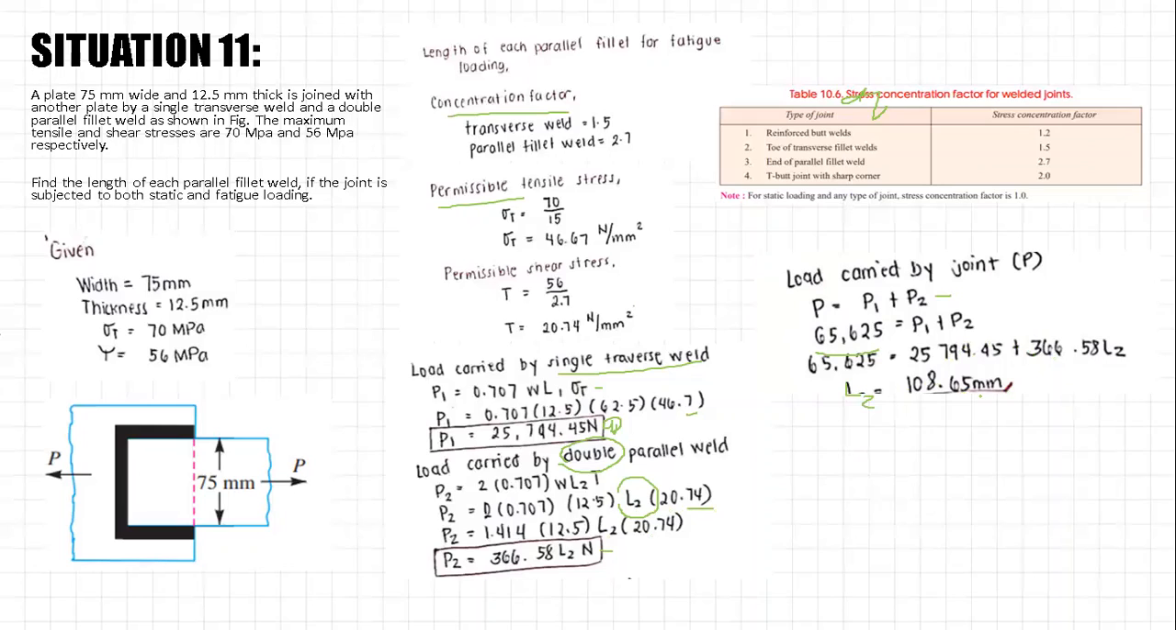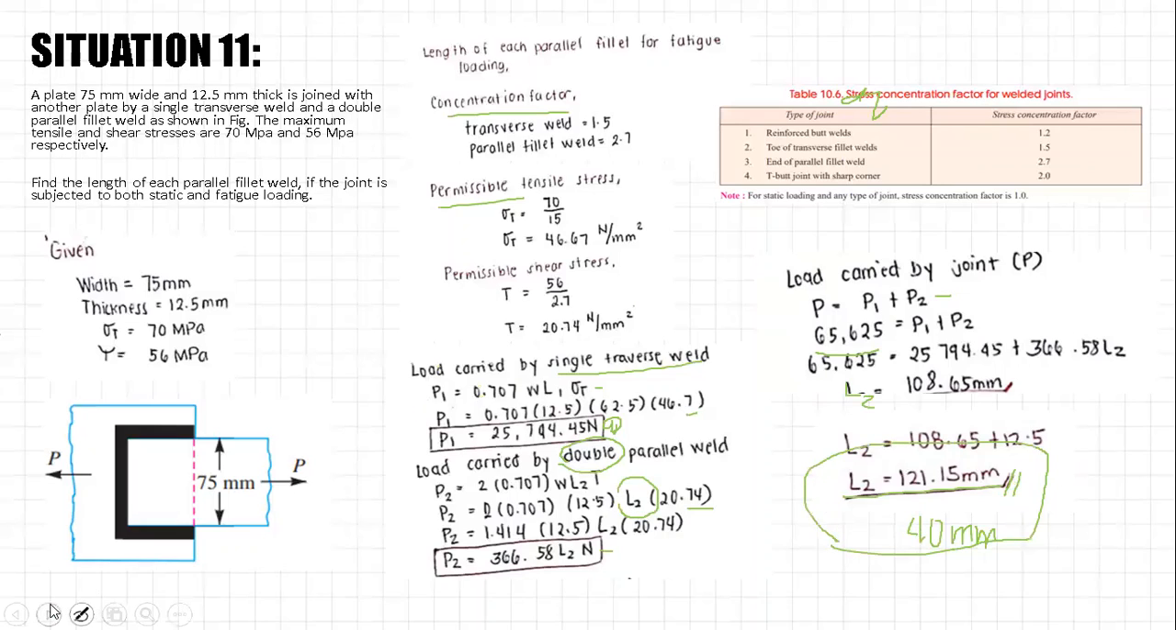And then we can get that our L2 is 108.65 mm. But this is not our final answer yet, because we add 12.5 again to get the length of each parallel fillet for fatigue loading. So our final answer is 121.15 mm, and what we got earlier is 40 mm for the static loading. So this is our answer. Let's proceed to the next.